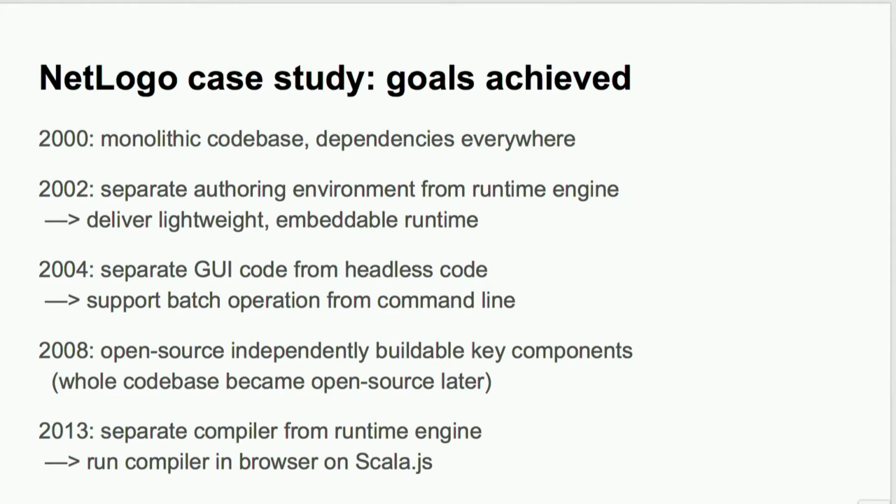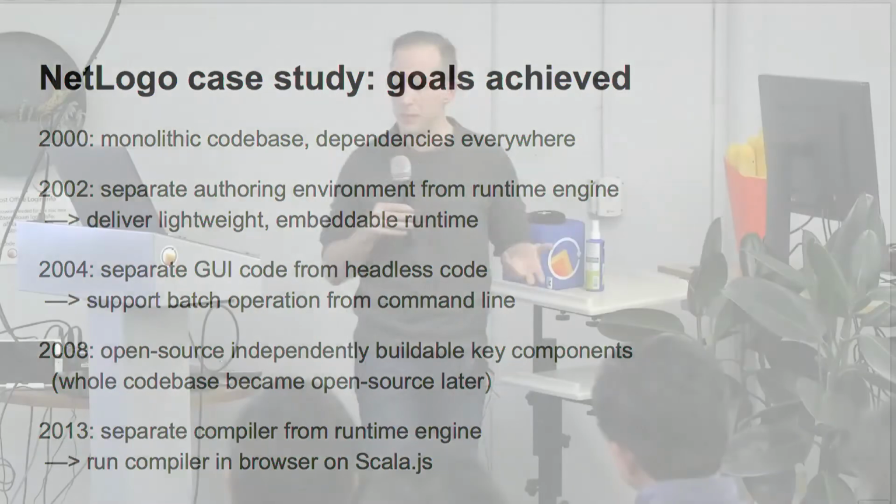This began as a GUI application. We wanted to support command line operations, so all of that code had to be disentangled. And then we wanted to make modules so we could open source them, although actually the whole code base is open source now. And we wanted to run some of the code in the browser on Scala.js, so that required making that code completely independent and getting rid of all the Java code, since you can't just throw Java code into a Scala.js application. So we had to make it pure Scala.